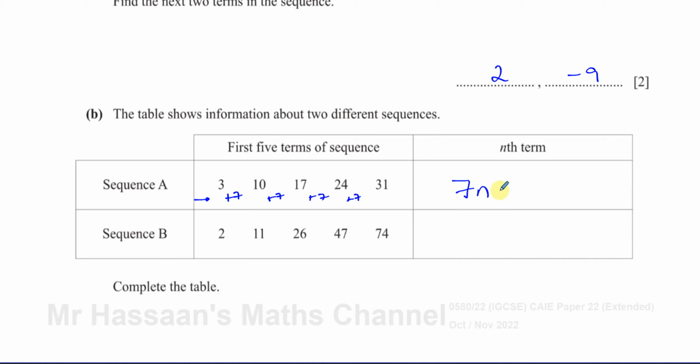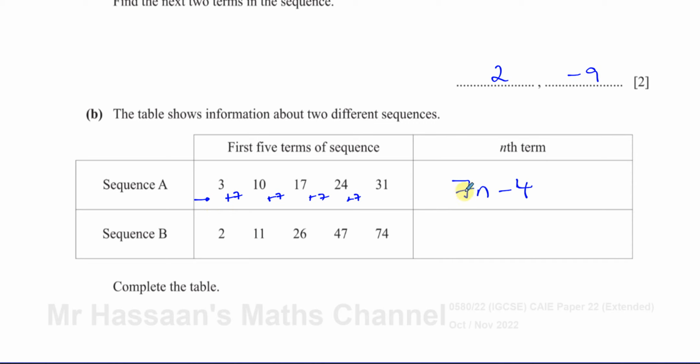However, if I leave it like this, my first number will be 7. If I put n equals 1, I'm going to get 7. n equals 2 is going to be 14. Here, the first term has to be a 3. So how do I make this become a 3 after I have 7 times 1 is 7? Well, I have to take away 4. 7n minus 4 will give you 3 for the first term.